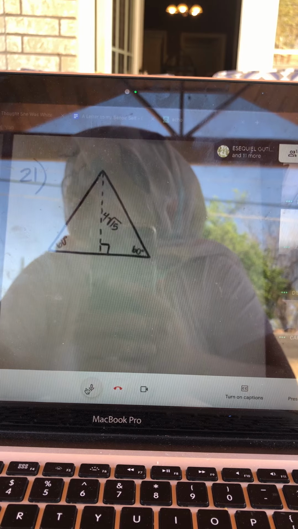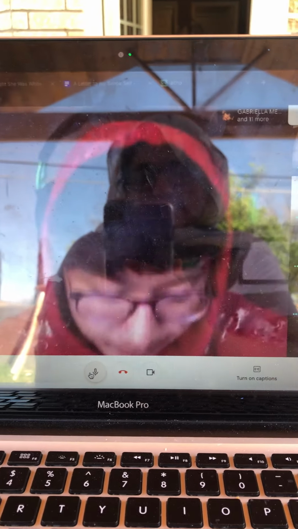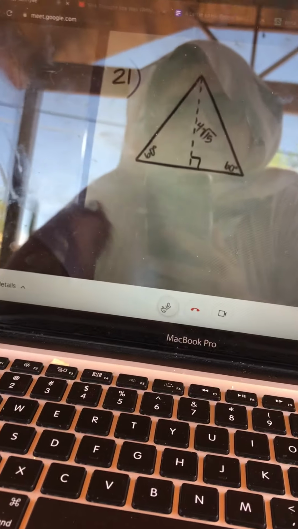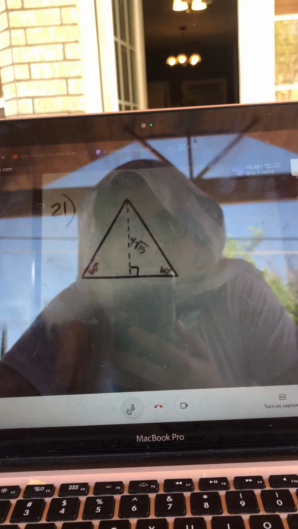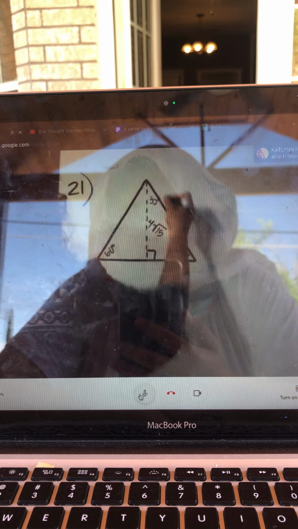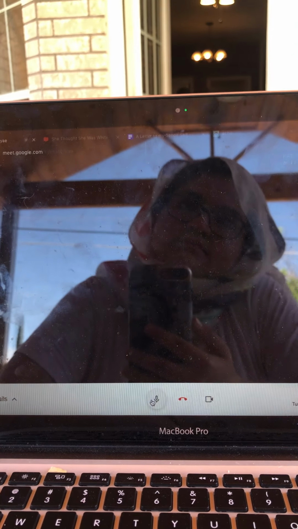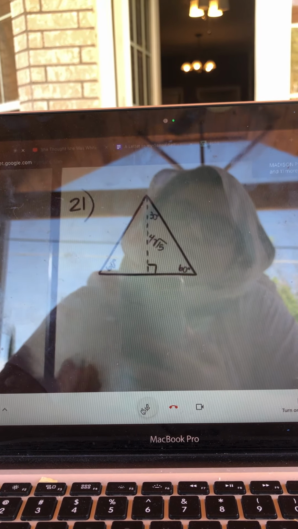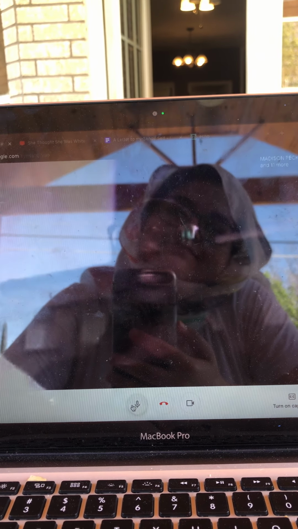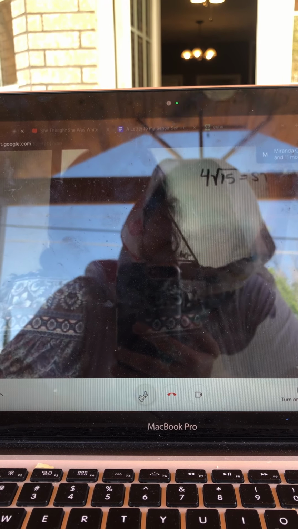So what do they give you here? Short leg, long leg, or hypotenuse? Long leg. Okay. So this is 30 degrees up here. What do I do to the long leg when I want to figure out the short leg? I set it equal to what? S equals the short leg times the square root of 3. So 4 square root of 15 is equal to s square root of 3.